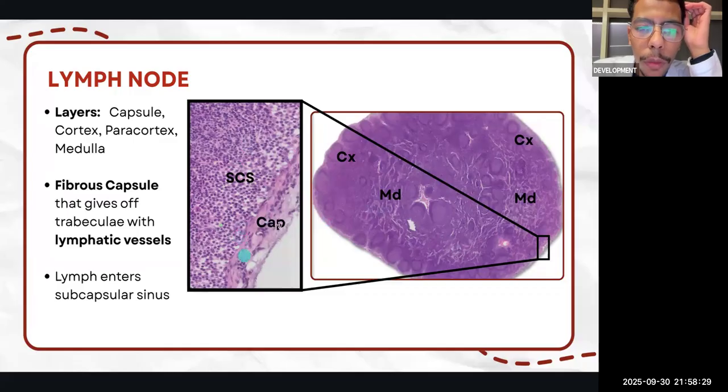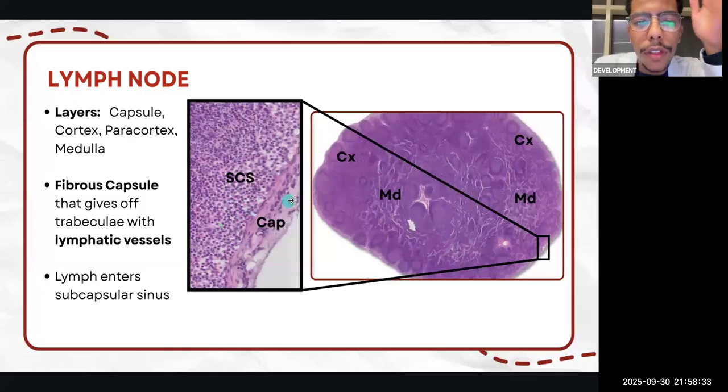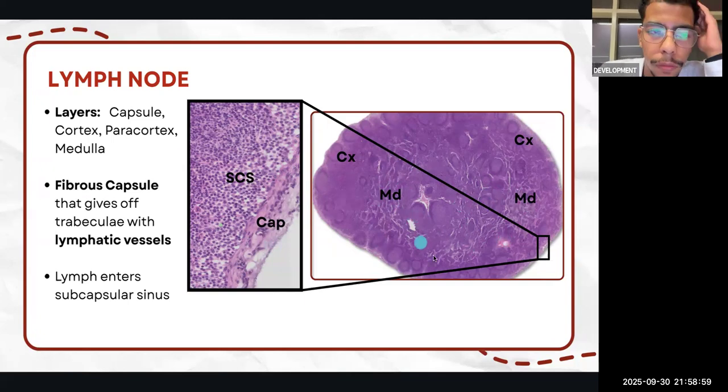Oh, also, right below the capsule, we have this place called the subcapsular sinus. Subcapsular, so below the capsule. So if they zoom in and they point towards this and ask you what this is, you just tell them subcapsular sinus. They're probably not going to ask you about it though. Okay, so capsule, then after that we have the cortex here, and then we have the paracortex, and then these parts are called the medulla, which is the middle.